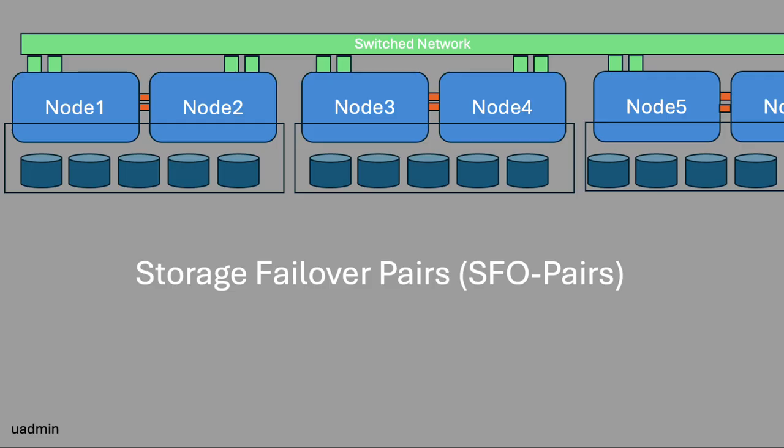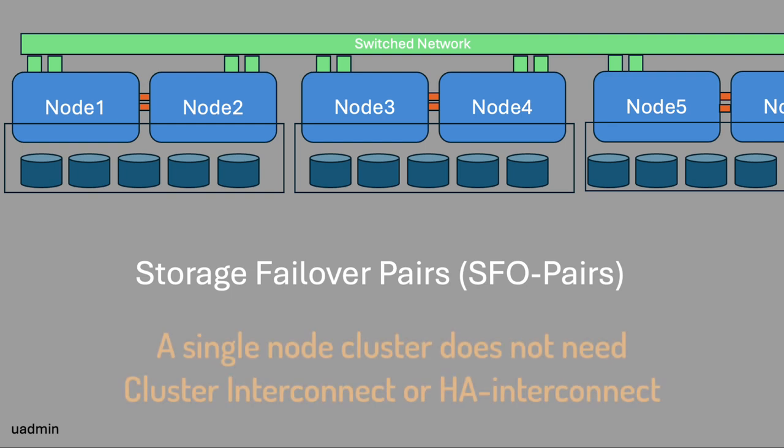Now I hope you see that with regards to the cluster configuration and heartbeat, and other things we will see later, this cluster interconnect is a very, very important network. Without the cluster interconnect, there would be no cluster. So even with a single HA pair, this network is vital. And the only cluster that does not need a cluster interconnect or an HA interconnect is a single node cluster.